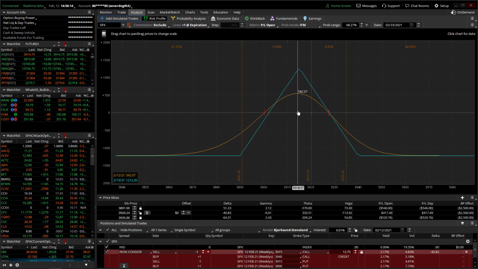And this is what the trade looked like on the analyzer. Now, this is near the end of the day, so this has definitely burned off a lot of time value. But during the early part of the day, it looked more like this in terms of the profit and loss graph that we care about. Now the blue line never changes. That is the expiration profit and loss.